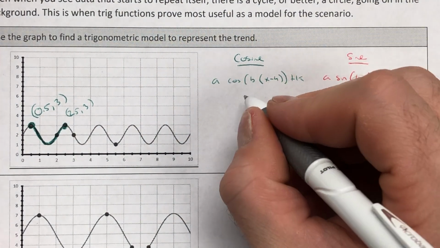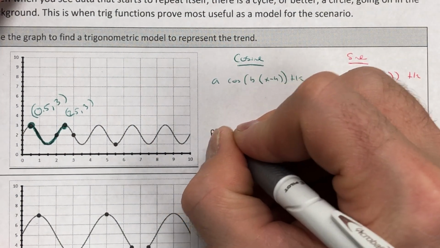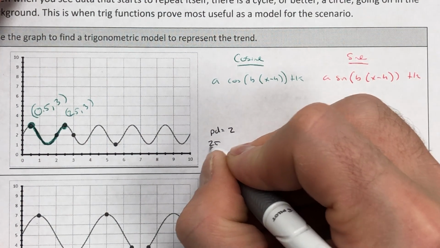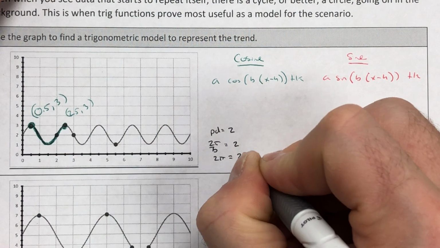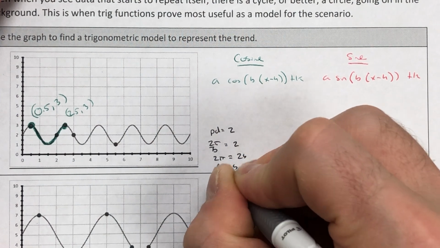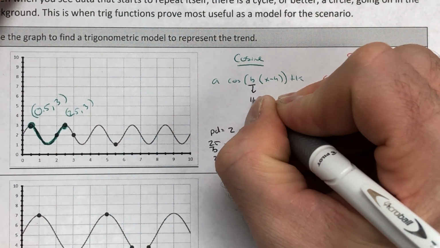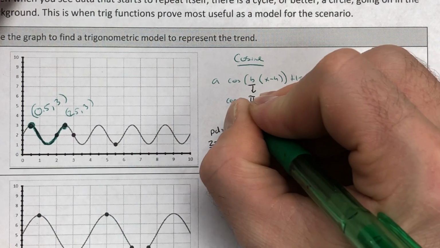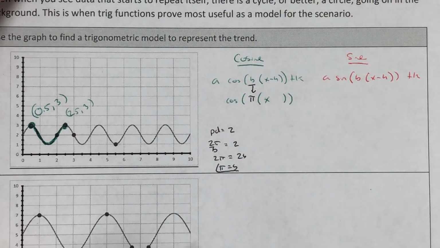So with my cosine, I'm going to start fleshing out some of this information. I'm going to say, okay, my period is 2. And if I know my period is 2 pi divided by b, that's going to give me 2 pi is equal to 2b, or pi is equal to b. I know that my b value is going to be equal to pi. Awesome. So I know my b is going to be pi.